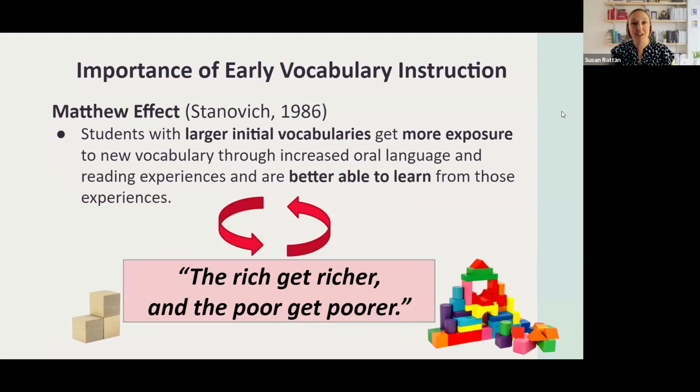And so what's happening here is the students who come into school with large initial vocabularies continue to read more, to learn new words on their own, to have more oral language experiences. So their vocabularies continue to grow and grow. And the students who come in with lower levels of vocabulary are less likely to read more, to learn words on their own, and to have those kinds of experiences that build word knowledge. So their growth is a lot slower than the kids who come in with the larger vocabulary. So that's where that gap continues to grow over time.